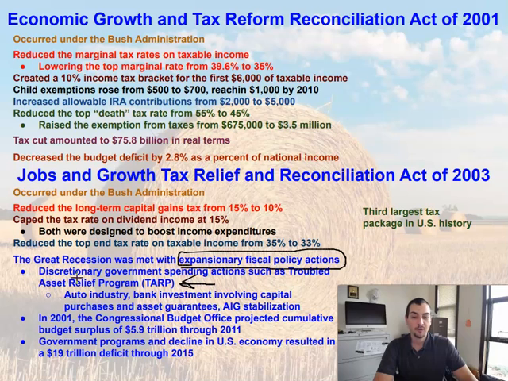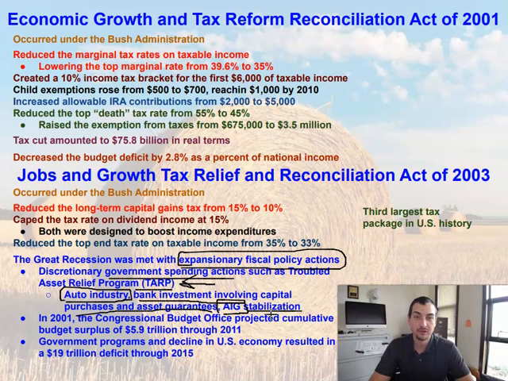So what was TARP? Well, TARP was a discretionary government spending action, the Troubled Asset Relief Program. The government actually went in there and started bailing out companies, large bailouts. The federal government performed different spending actions in order to spur on the economy. Under TARP, they provided money to the auto industry, bank investments involving capital purchases and asset guarantees, and the bailout of AIG for stabilization. All of that happened during the Great Recession to try and stabilize the economy from some of these very big players, the big banks and the auto industry.